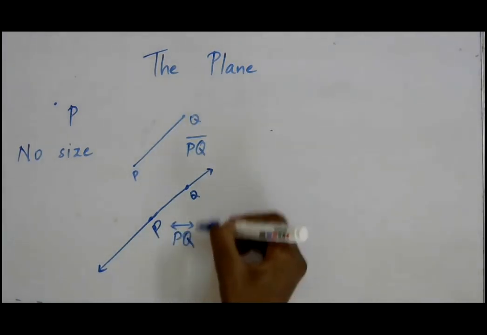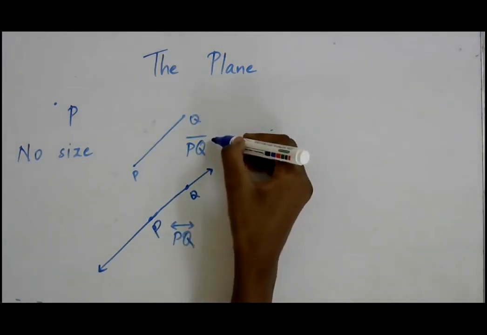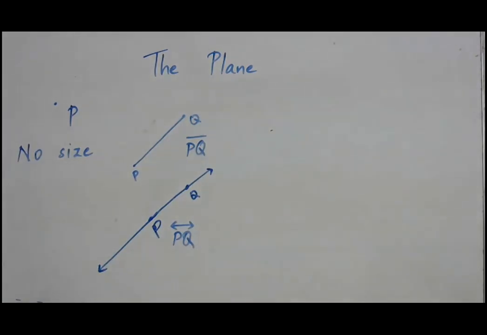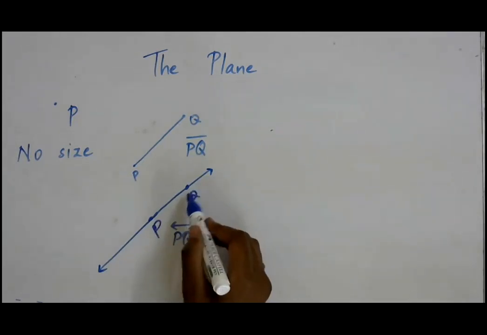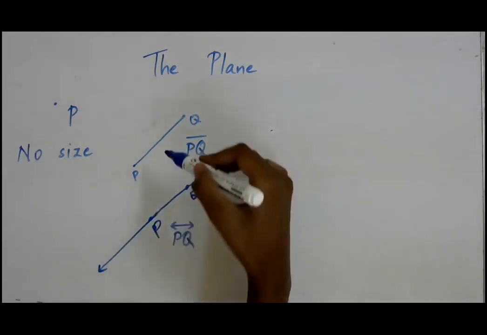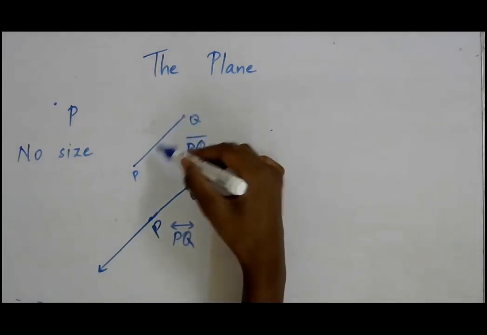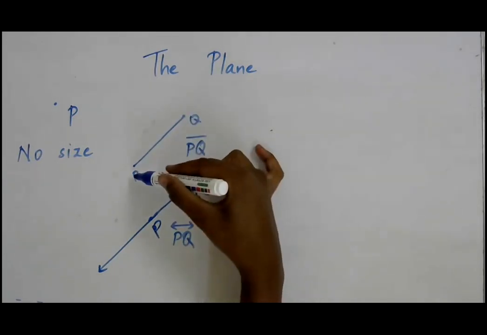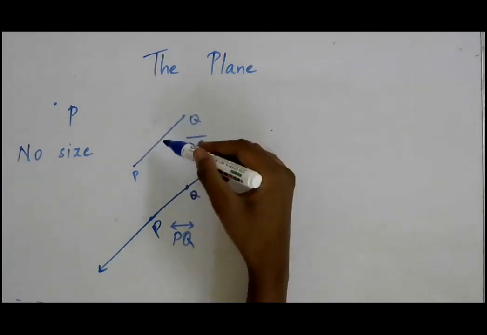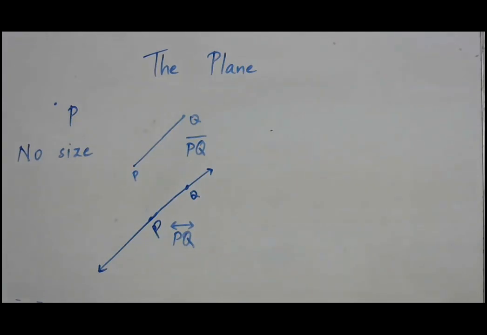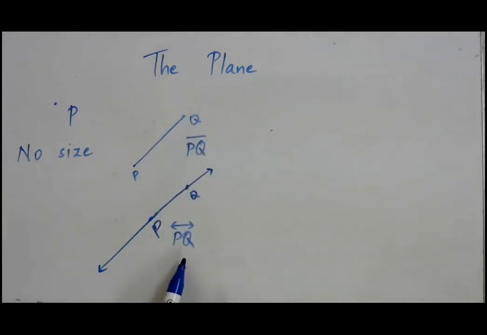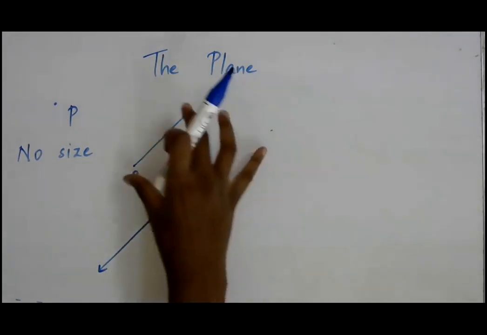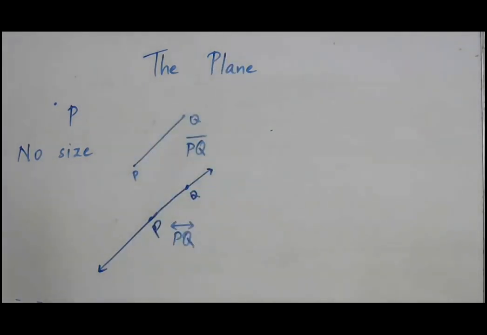So there is a representation difference in terms of line segment PQ and the line PQ. When we say line PQ, the line passes through P and Q and it extends indefinitely. But here it starts and stops at P and Q. It could be either way: started P, ended Q or started Q, ended P. It's the same. So this PQ line segment is actually a part of the line. So a line segment is generally a part of a line.